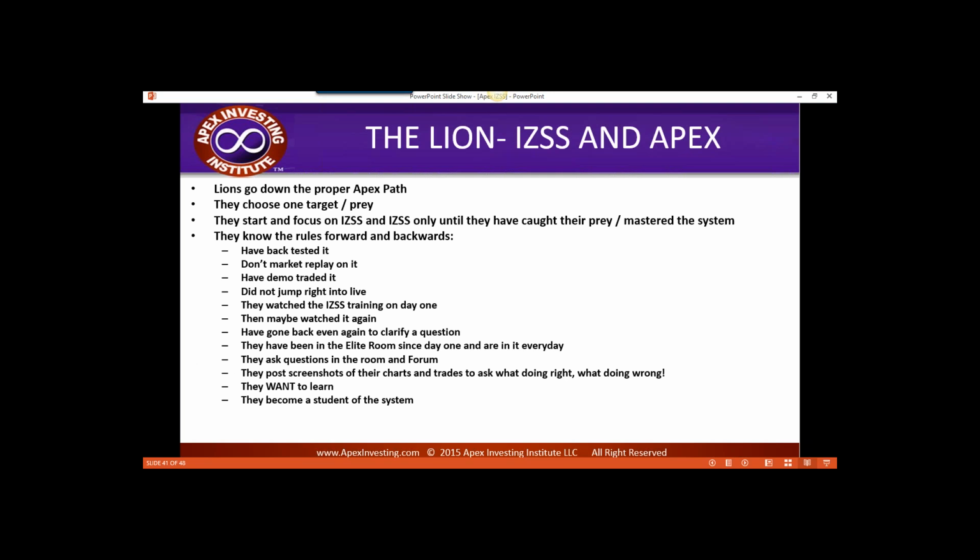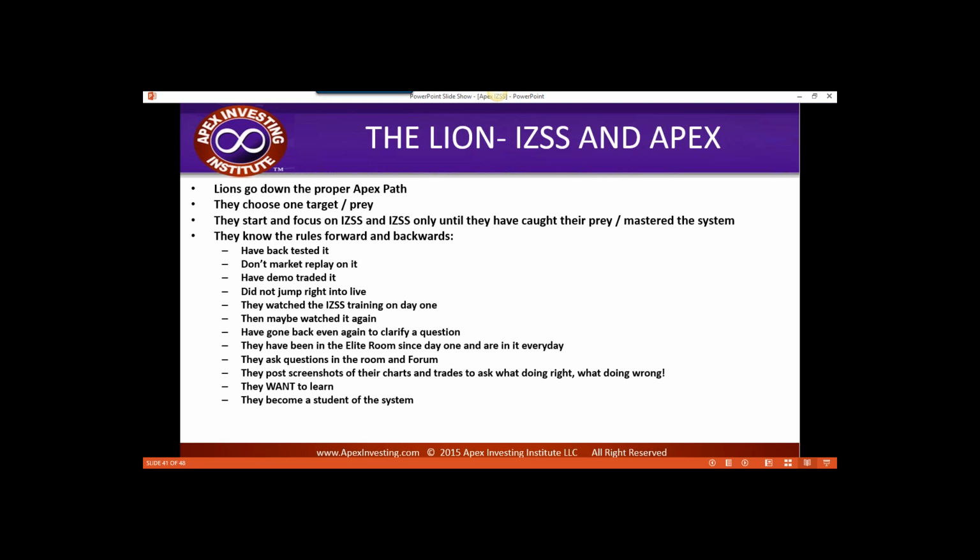So what is a lion in the world of Apex and iZone Sharpshooter? Well, lions go down the proper Apex path. They choose a target, they choose a prey, and they focus on it. They start and they focus with iZone Sharpshooter and iZone Sharpshooter only until they catch that prey, until they've mastered that system, until they've got it down forwards and backwards.